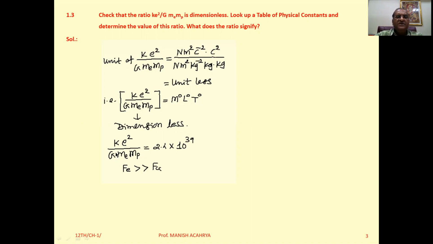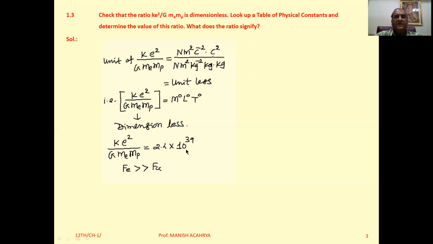Now, if we substitute all the values here for K, 9 into 10 raised to 9. For e, 1.6 into 10 raised to minus 19. For G, 6.67 into 10 raised to minus 11. Then mass of electron 9.1 into 10 raised to minus 31. And mass of proton, that is 1.66 into 10 raised to minus 27 kilogram. And then after, if we solve it, then we will get resultant answer, that is 2.4 into 10 raised to 39.